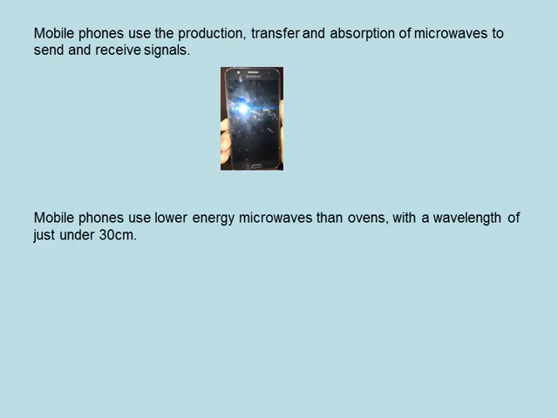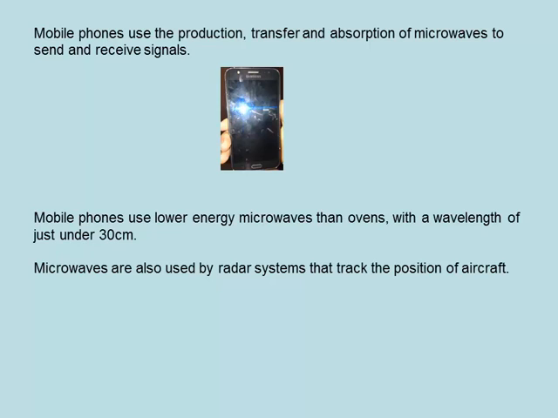Mobile phones use the production, transfer and absorption of microwaves to send and receive signals. Mobile phones use lower energy microwaves than ovens with a wavelength of just under 30 centimeters. Microwaves are also used by radar systems that track the position of aircraft. They are also used to communicate with satellites.